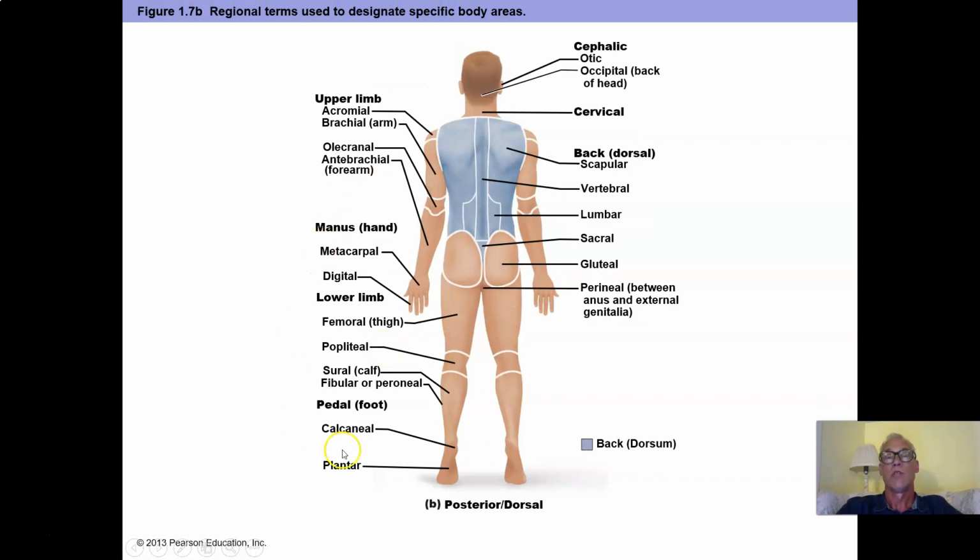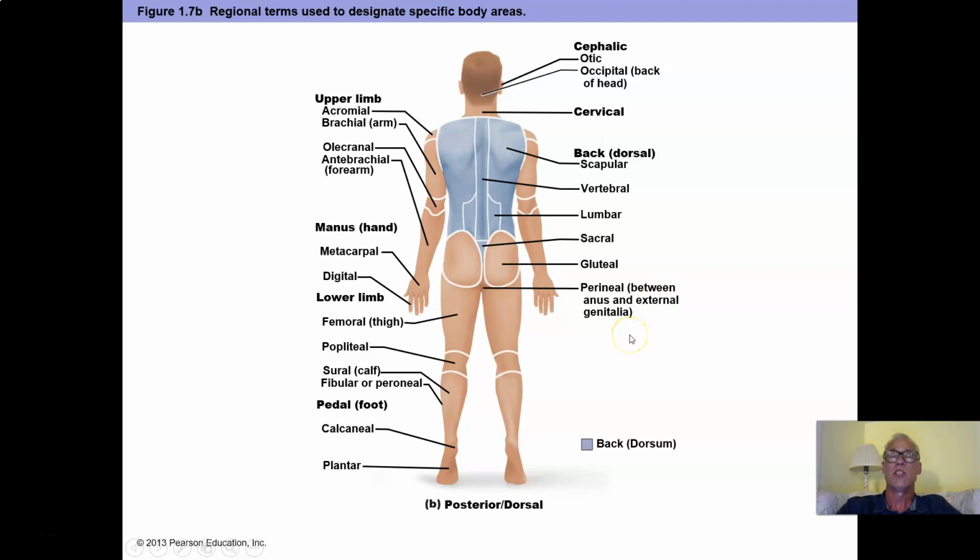There are terms that refer to regions of the posterior of the body. So again, get your notebook out, take a look at some of these terms, and you'll find that some of them are very unfamiliar, and so I want you to learn those terms. That's your homework, your take home from this chapter. One of the things you need to do is to learn these terms.